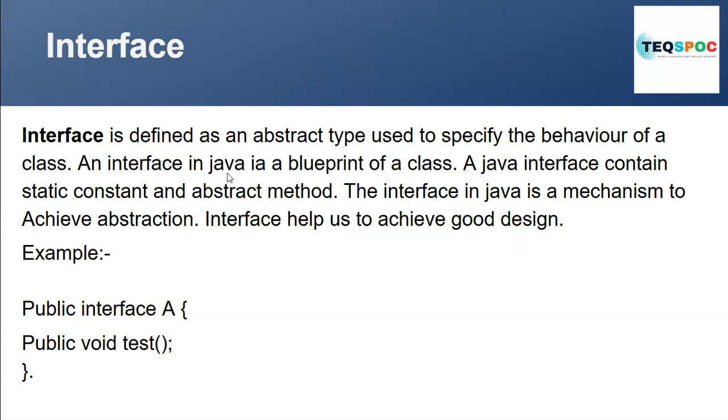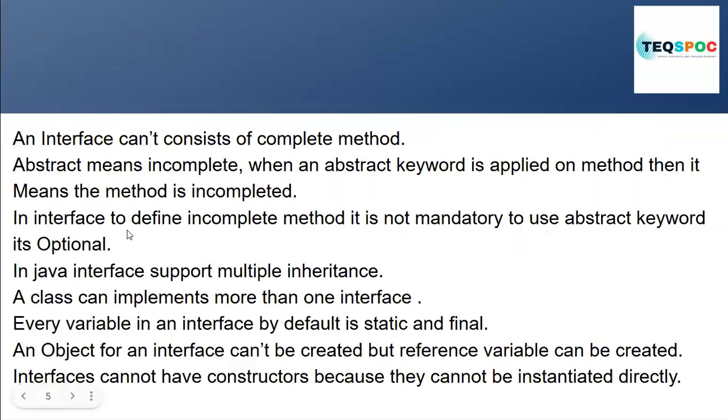So an interface in Java is a blueprint of the class. A Java interface contains static constants and abstract methods. Abstract means incomplete method. The interface in Java is a mechanism to achieve abstraction. Abstraction means hiding the implementation detail. So interface helps us to achieve a good design. These are the definitions of the interface.